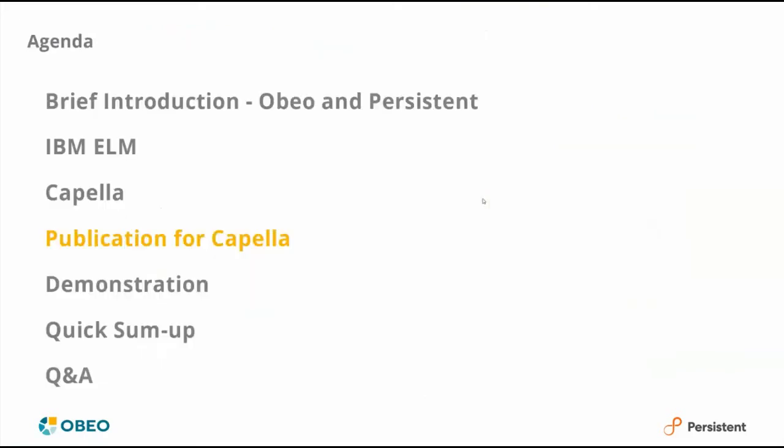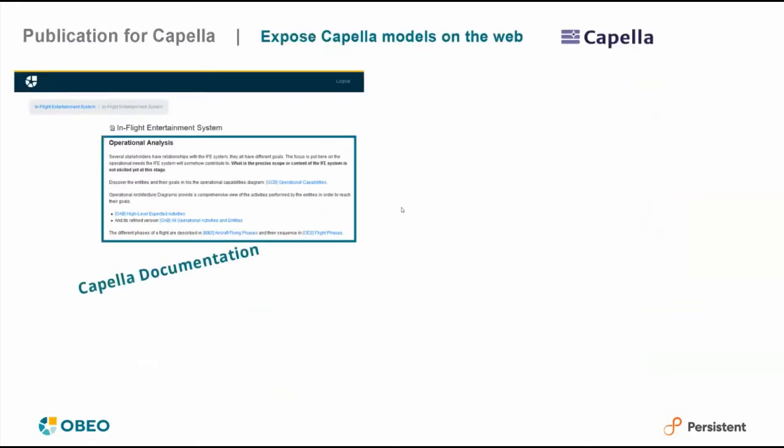Okay, so now we could speak about Capella for hours, but that's not the point. So today we are going to focus on publication for Capella. So this is an open source product that is designed to make it possible to expose Capella models on the web so that these models can be browsed and used by either human users through a web interface, or applications through an OSLC API, which is what IBM ELM will be using in the demonstration later.